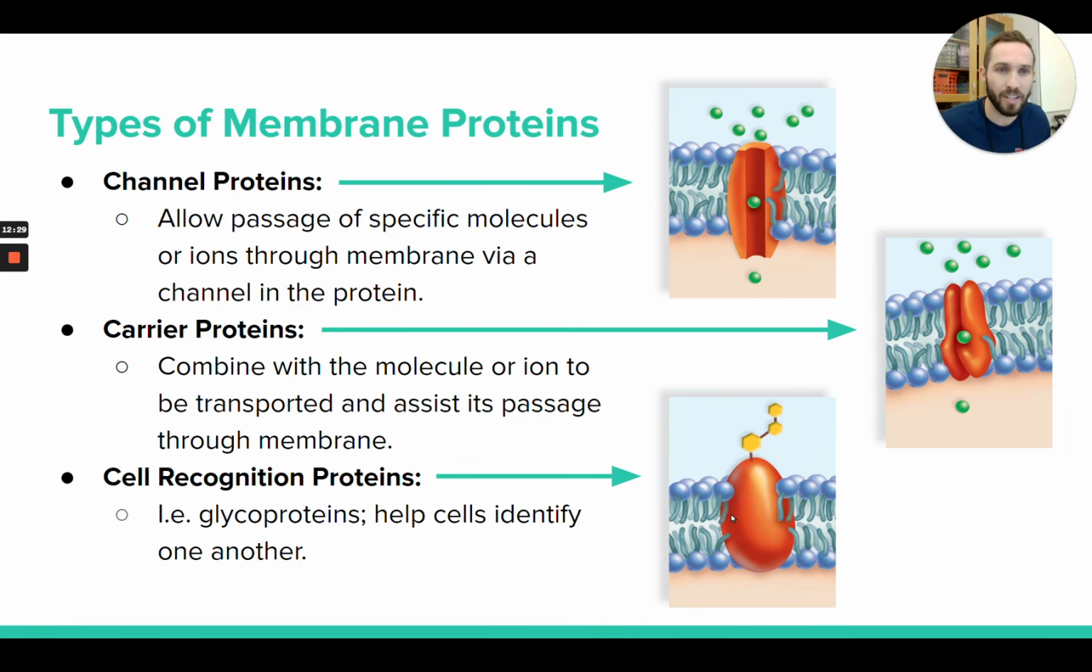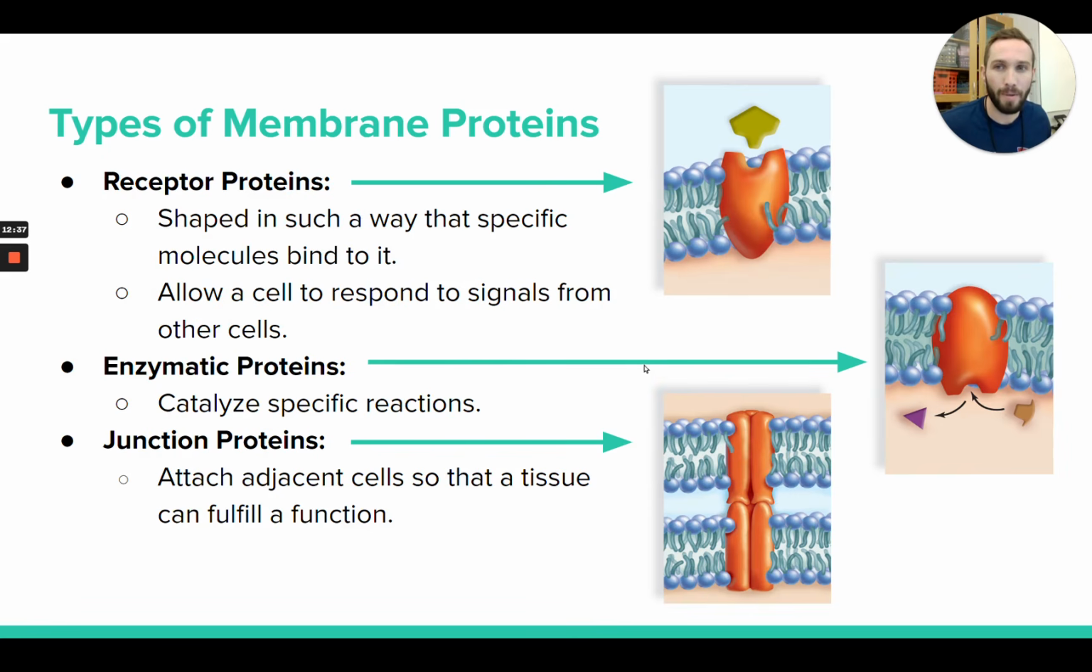There's also cell recognition proteins, like the glycoproteins that I just pointed out. These are proteins that have carbohydrate chains attached to them, which help cells identify one another. There's receptor proteins. We've talked about these before. These are proteins on the cell membrane that bind to specific signaling molecules outside the cell, and they cause things to happen inside the cell because of those signals that they're receiving.